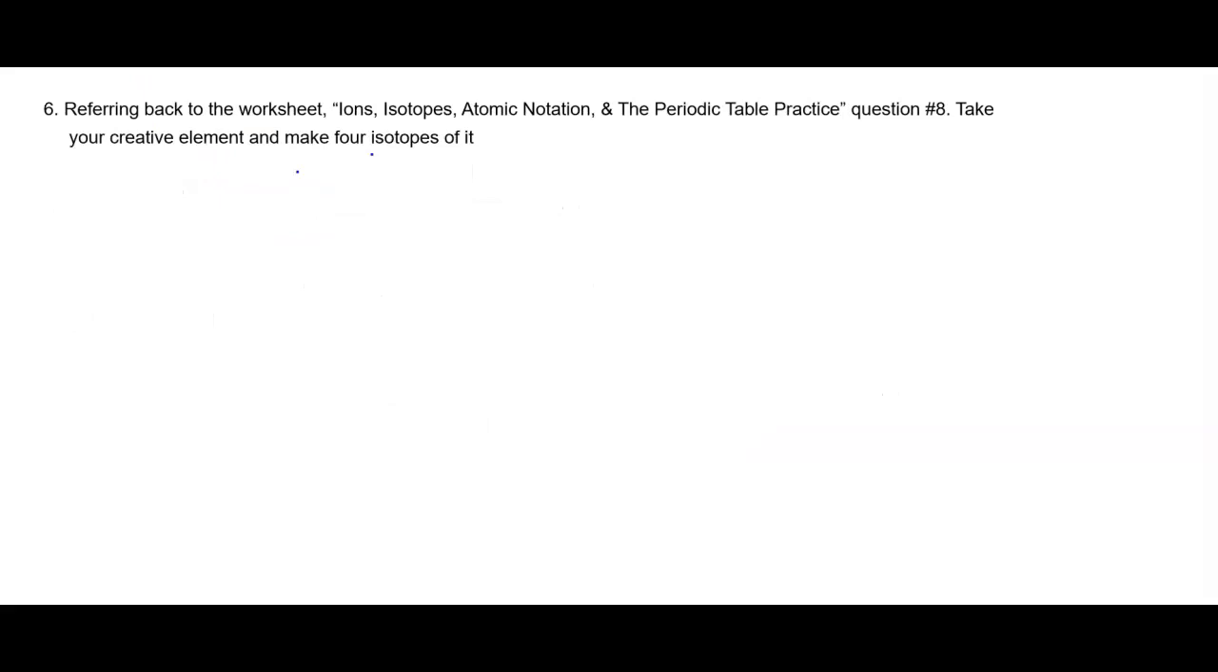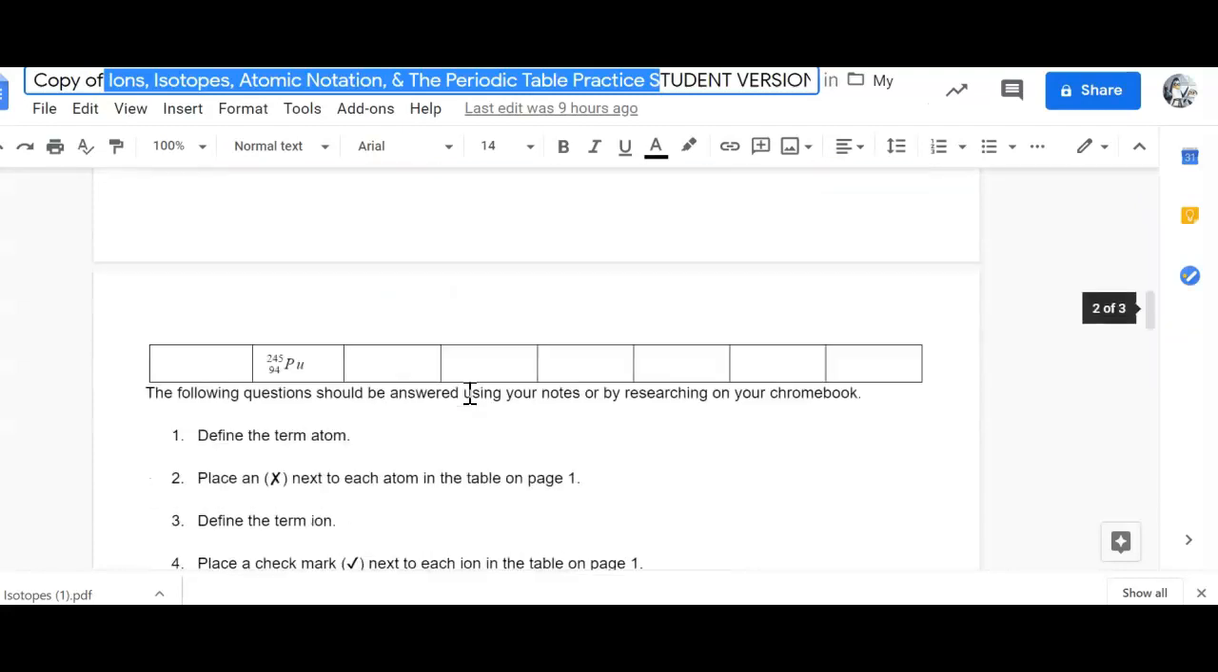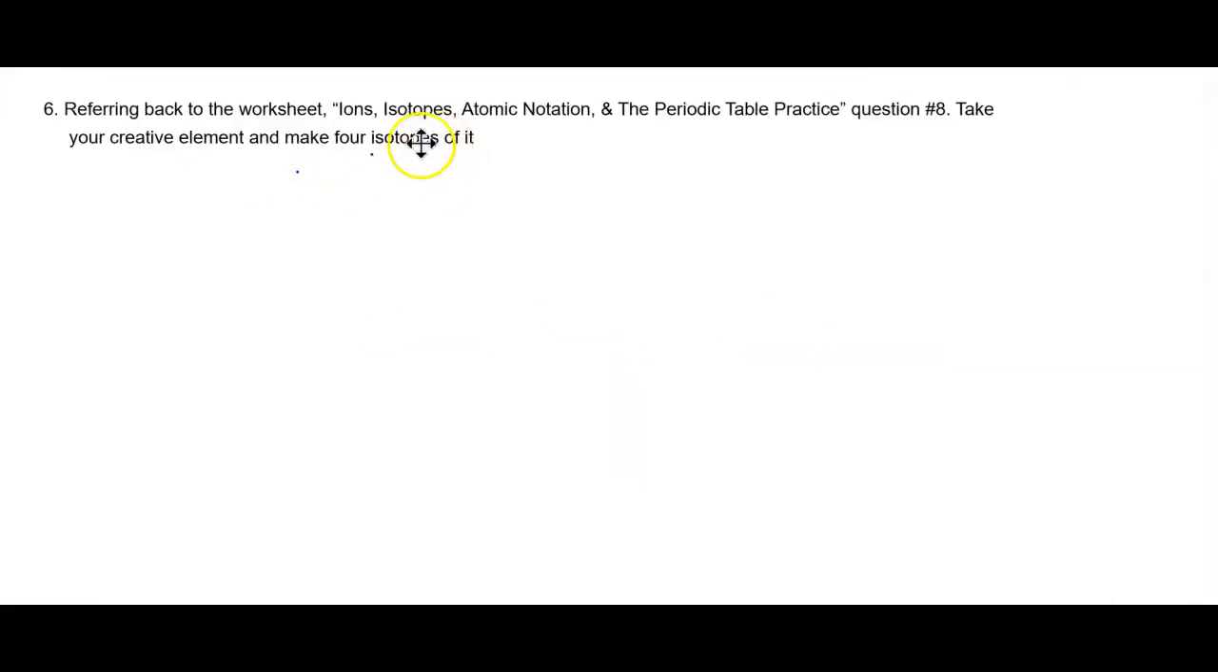For question 6, you're going to refer back to the worksheet entitled Ions, Isotopes, Atomic Notation, and the Periodic Table Practice, question 8. Let me show you what I mean. This worksheet where you put all the X's and stuff on. So this question right here, you did this block. You're going to refer back to that. And you're going to create in this space 4 isotopes of the element that you made.